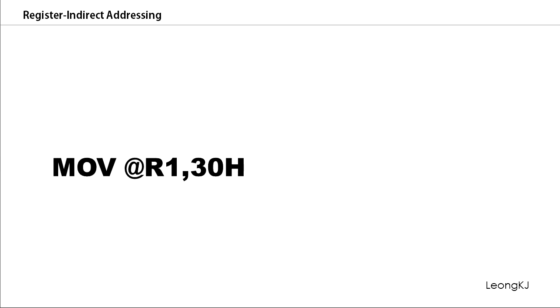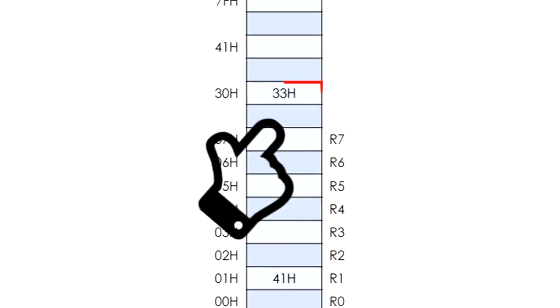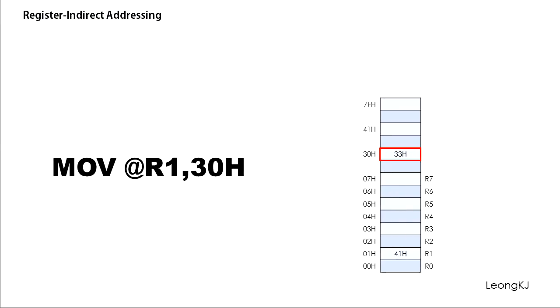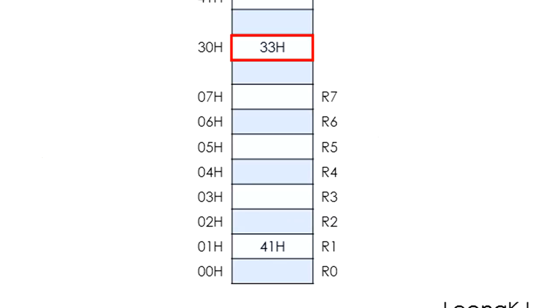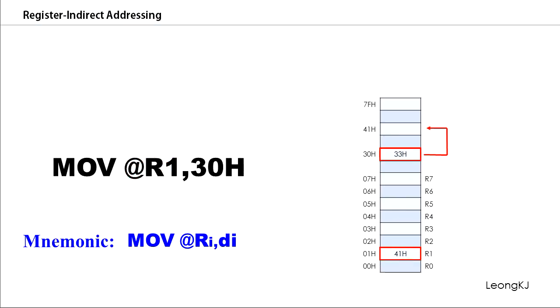Let's try another example. The source operand is direct addressing. The value of this operand is 33 hex. Where is this content moved to? The destination operand is register indirect. The content in the register contains the address. Therefore, 41 hex is the address. This is location 41 hex. 33 hex is moved to location 41 hex. The mnemonics of this instruction is move direct to register indirect.